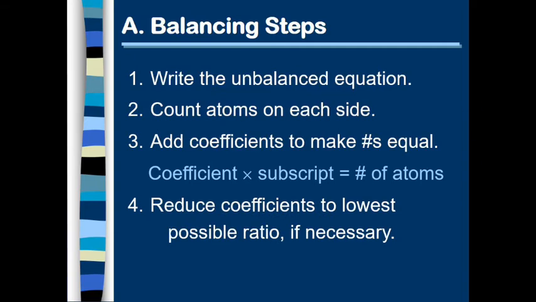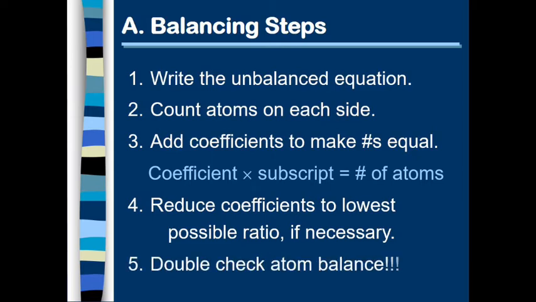Step 4 is an only-if-necessary kind of thing. Sometimes people get through the 3rd step, they have balanced their reaction, and then at some point you've overbalanced. So if all of the coefficients can be reduced to a lower whole number, we will. If not, you did great the first time around, and you will double check your work.